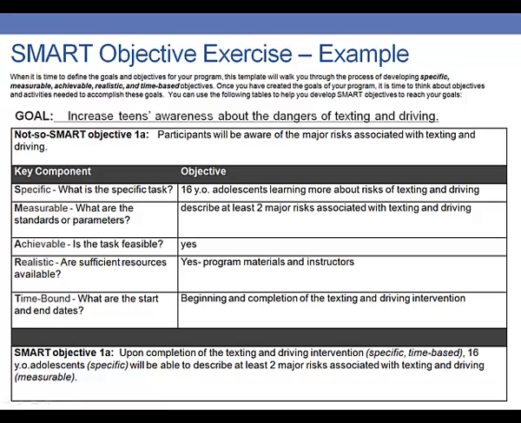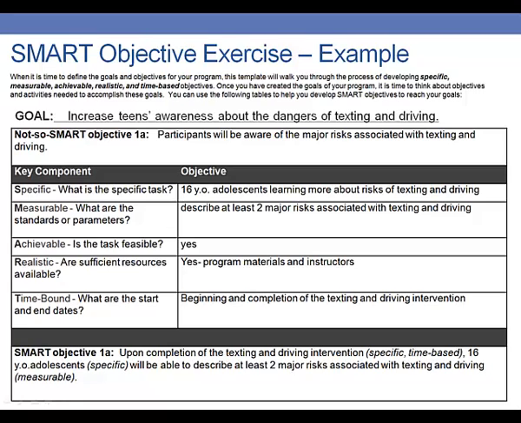An example is that we might have a program with a goal of increasing teens' awareness about the dangers of texting and driving. A not-so-smart objective would be to just say that participants will be aware of the major risks associated with texting and driving at the end of the program. But let's talk about how we might make this SMART.